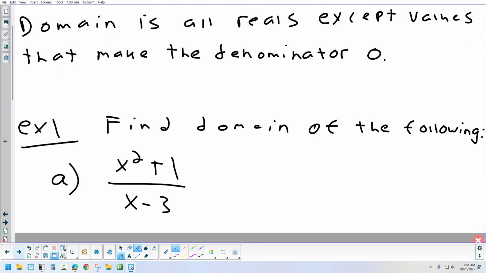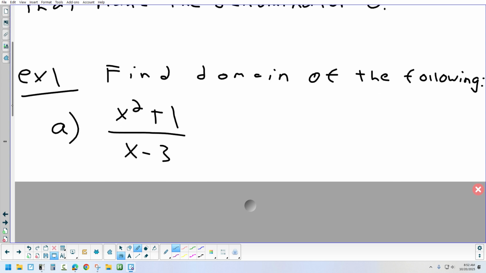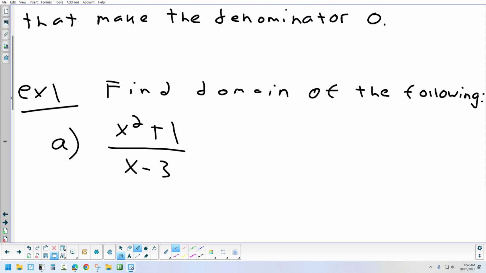Okay, so let's try this one. Find the domain of the following. So for the domain, we always start out with all real numbers, and then we eliminate anything that you could plug in that would cause you to divide by 0. So is there anything here that we would not be allowed to plug in for x? Yeah, 3. So the domain is all real numbers except 3.